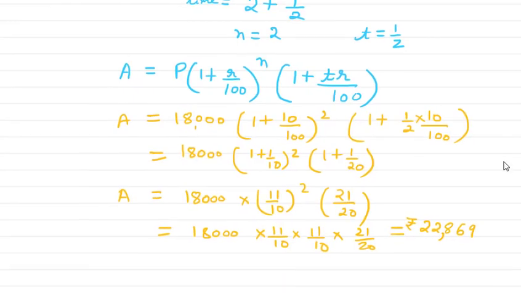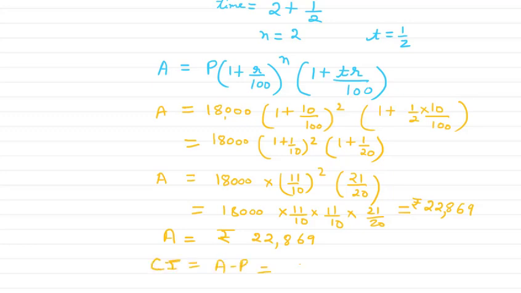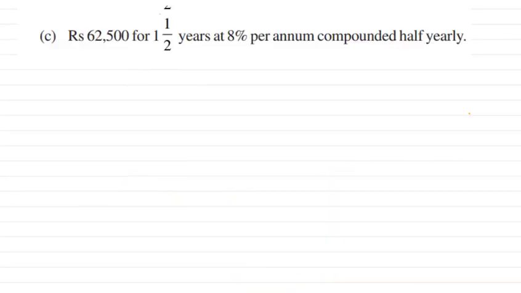Now you can find out the CI, the compound interest. So here the amount is 22,869, and your CI will be A minus P. So you can write A minus P. A is 22,869 minus P was 18,000. So you will get the result. Your CI will be 4,869 rupees.